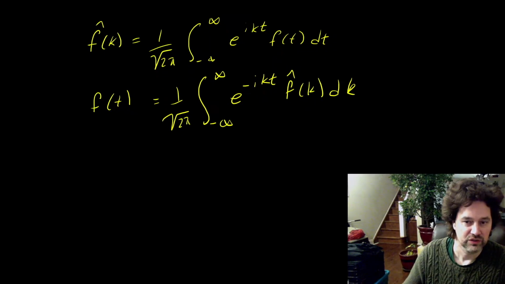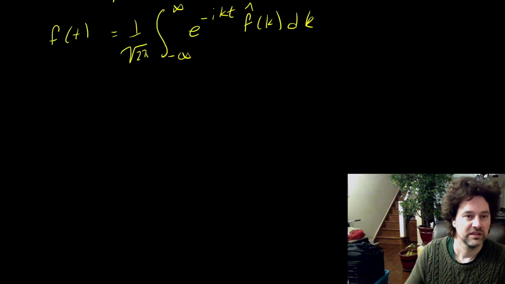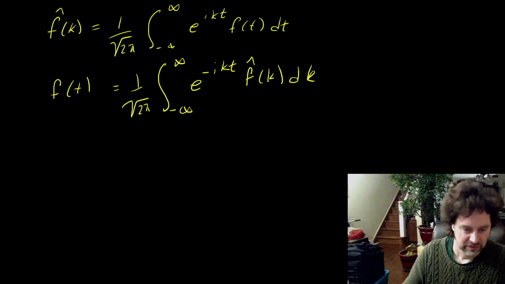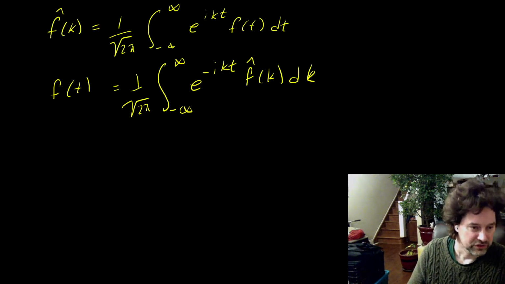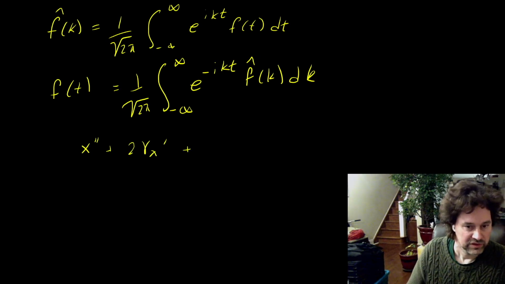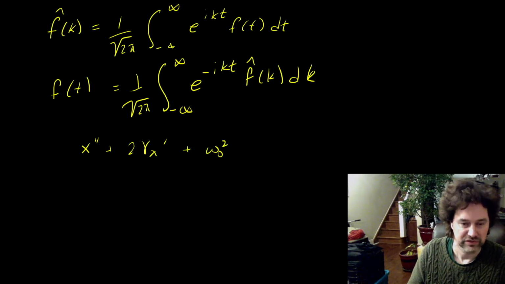Just moving those out of the way, let us go and plug that in. What we want to do is Fourier transform our whole differential equation. So that's x double prime plus 2 gamma x prime plus omega naught squared. This time I didn't forget the omega naught squared. x equals f of t.